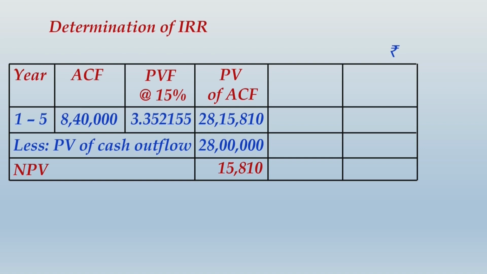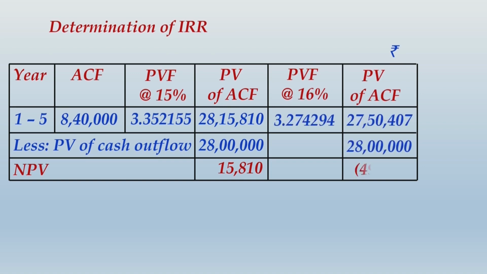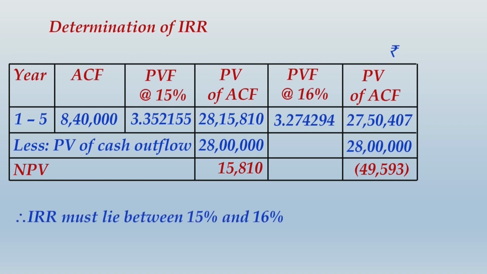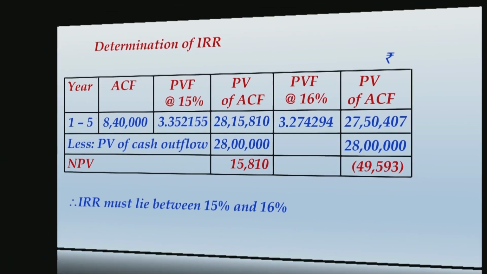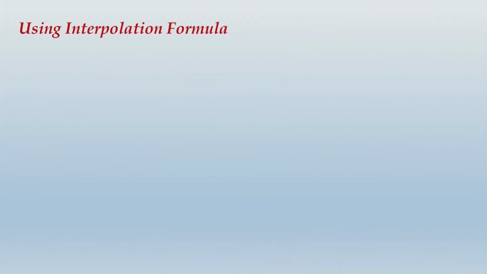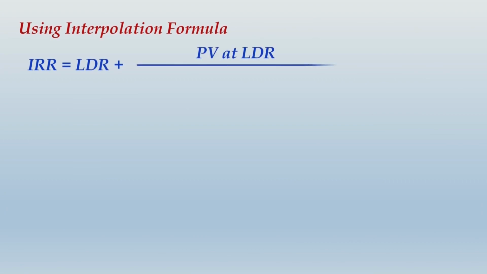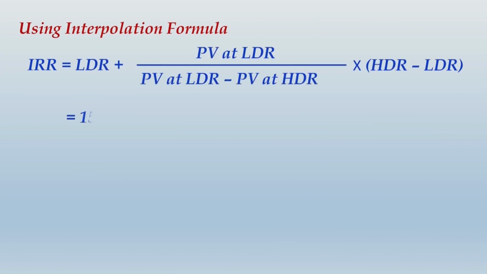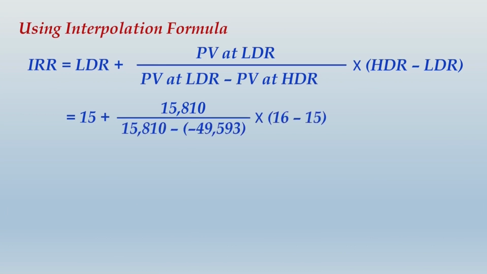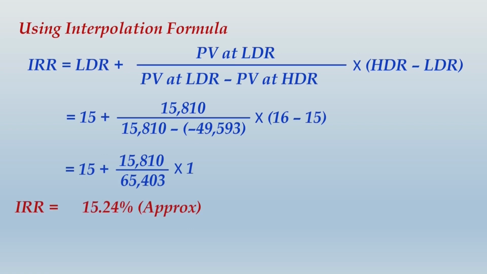So now we are adopting a little higher rate, maybe 16%. We try out the same calculation, and what we find now is a negative NPV of 49,593, which clearly indicates that IRR must be between 15% and 16%. Let us move ahead and interpolate between 15% and 16% to find the IRR of the project. And over here, I don't have to explain any calculations to you. You know how to do it. This is just a repetition, and IRR comes to 15.24%.